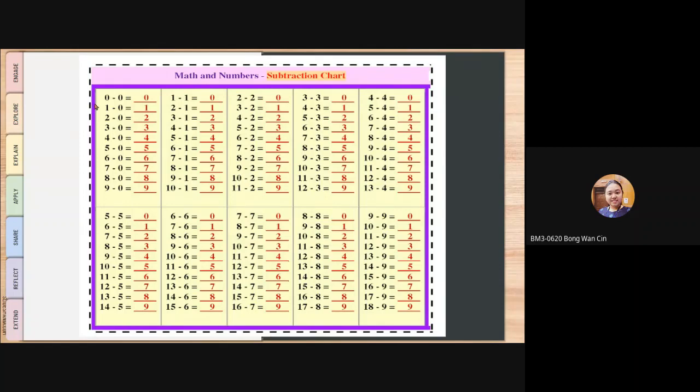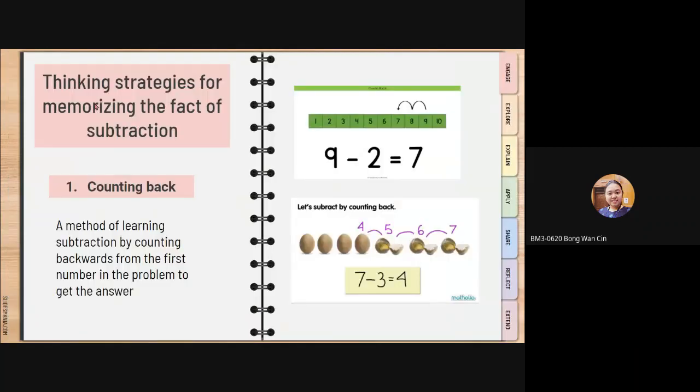Okay, next we will move to the thinking strategies for memorizing the facts of subtraction. The first strategy is counting back, a method of learning subtraction by counting backwards from the first number in the problem to get the answer. For example, when the first number, which is 9, needs to minus 2, we can count back 2 steps to get the answer, the difference 7.